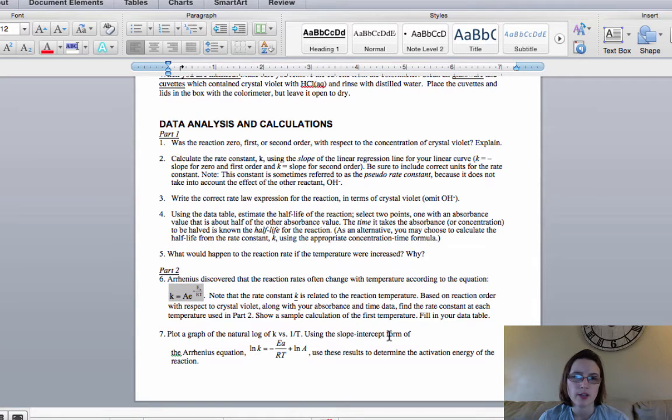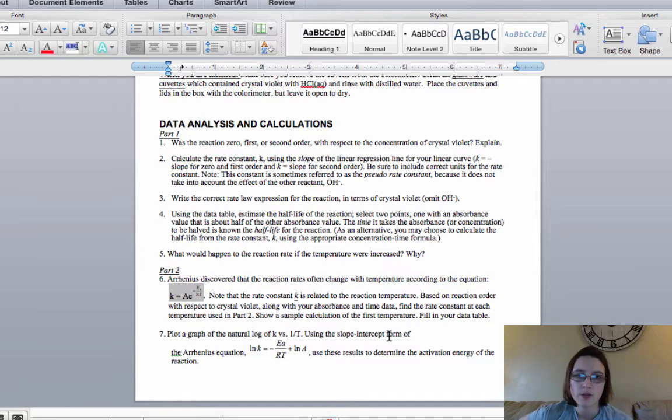And then number 3, write the correct rate law in terms of crystal violet. You can do that. Number 4, using the data table, estimate the half-life of the reaction. It tells you how to find the half-life. Just think about what that means, right? Find from initial and then the time it takes for you to have half of that. And then 5 says what would happen if the temperature were increased, so that's just a conceptual question.